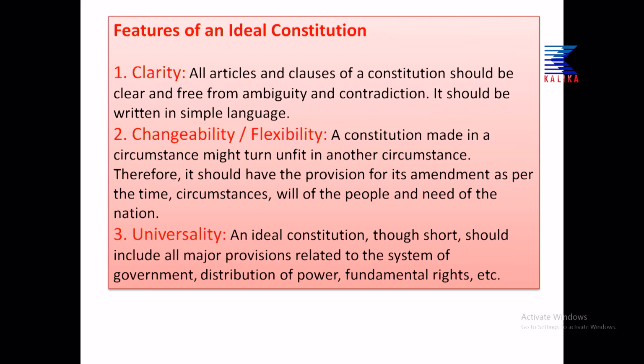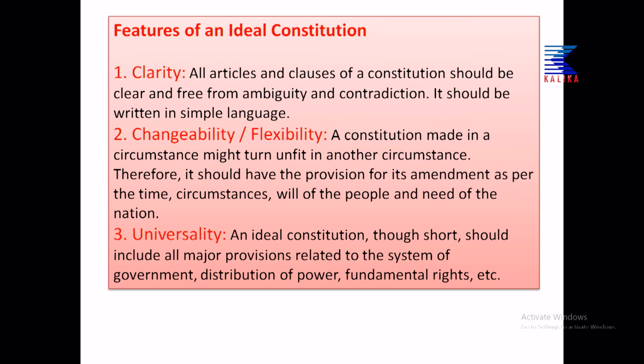Now let us talk about the features of an ideal constitution: which characteristics or features there should be, or what kind of characteristics make a constitution ideal. Let us look at them. The first point is clarity. To be an ideal constitution, the constitution should be clear.